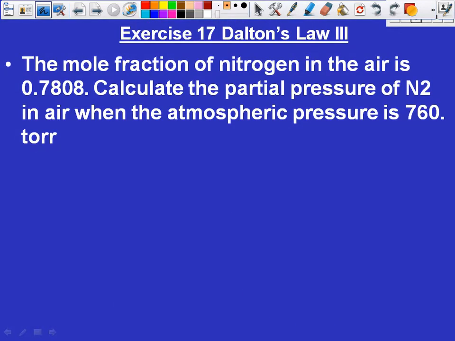So the mole fraction of nitrogen in the air is that. We know that mole fraction is chi. Calculate the partial pressure of N2 in the air when the atmospheric pressure is 760 torr. Now, the only issue here is that we're going to have to do one small little conversion.